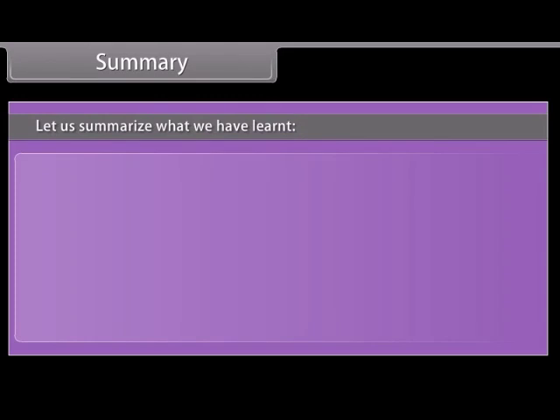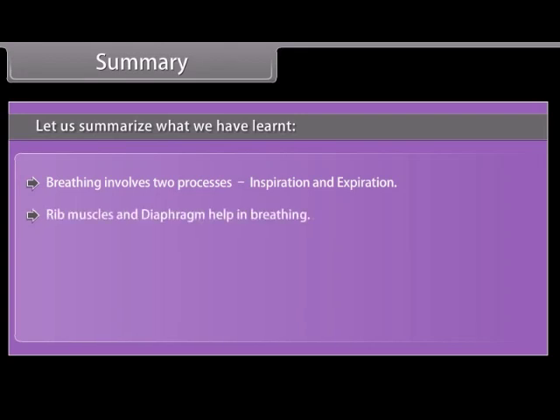Summary. Let us summarize what we have learned. Breathing involves two processes: inspiration and expiration. Rib muscles and diaphragm help in breathing.